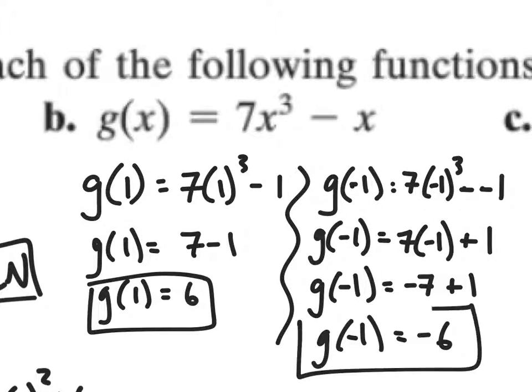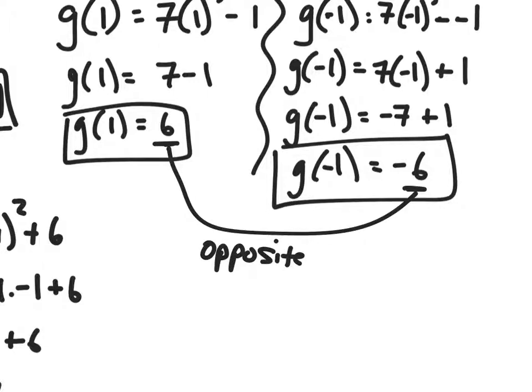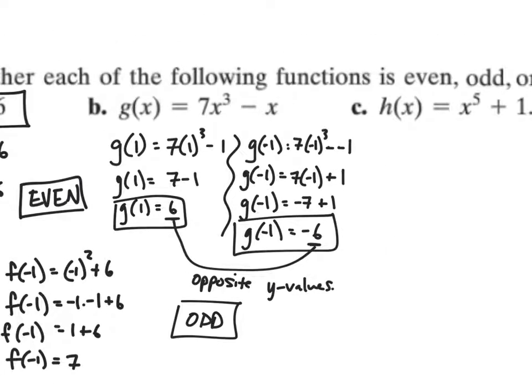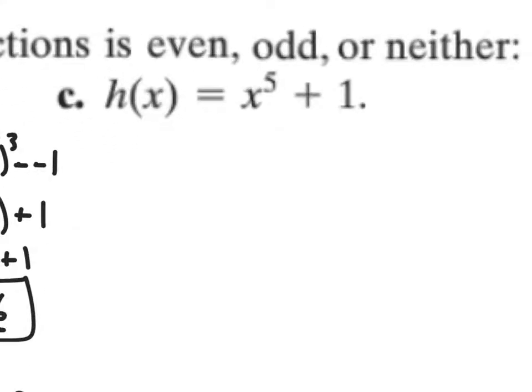Okay, so what happens is, because these are opposites, my y values are opposites, okay, opposite y values, then I can say that we have an odd function, and that's how I can tell. All right, you could also plug in negative x into this, but I assume just plug in the numbers. I think that's fine. Let's take a look at h of x here.